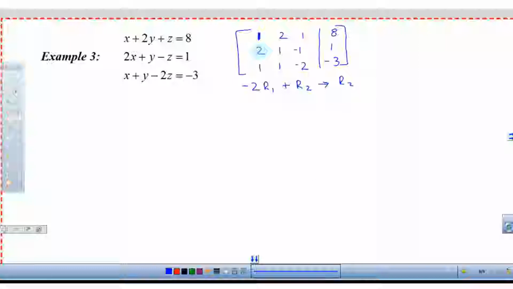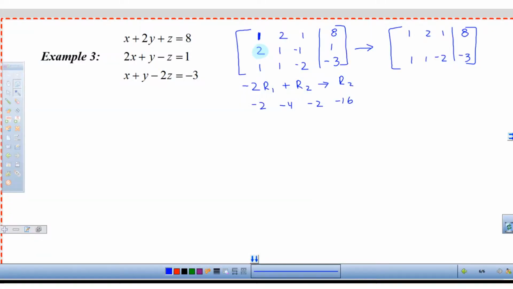Yep. So look what I do. I do my arrow, and the only thing I'm changing is row 2. So I'm going to take my row 1 and write it down so I don't mess up. And I'm going to take my row 3 and write that down too. Now I'm going to show work. Take a negative 2 across the top row, and you have negative 2, negative 4, negative 2, negative 16. Underneath that goes row 2, which is 2, 1, negative 1, 1. Then you add them together.